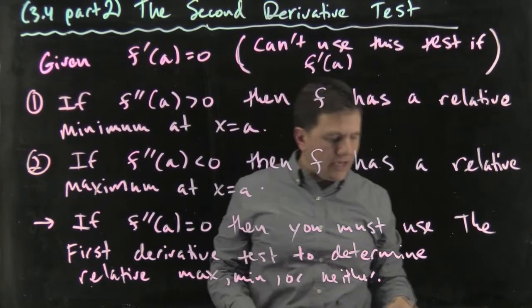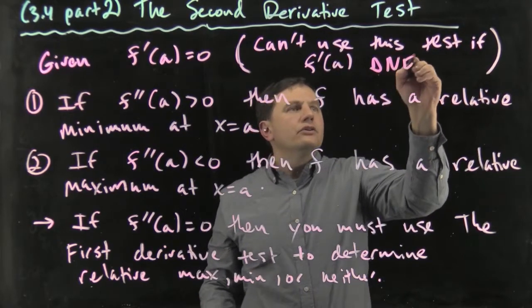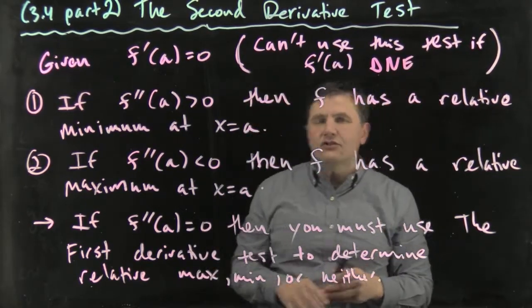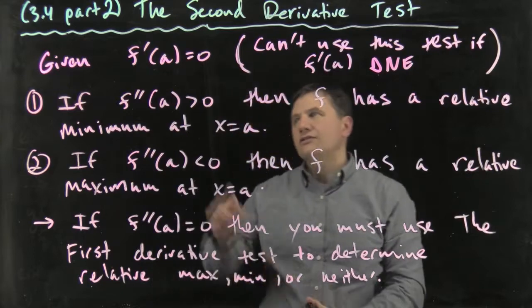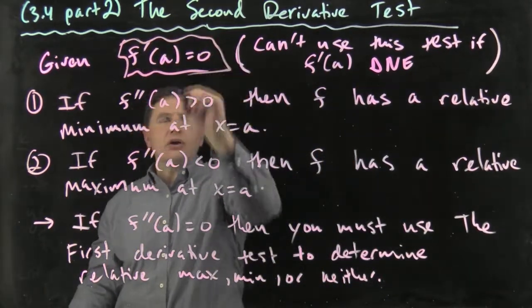Can't use this test if you're getting your critical point from f prime of a not existing. So if f prime of a does not exist, your only option is the first derivative test. So this only works if f prime of a equals 0 is how we're getting our critical point.